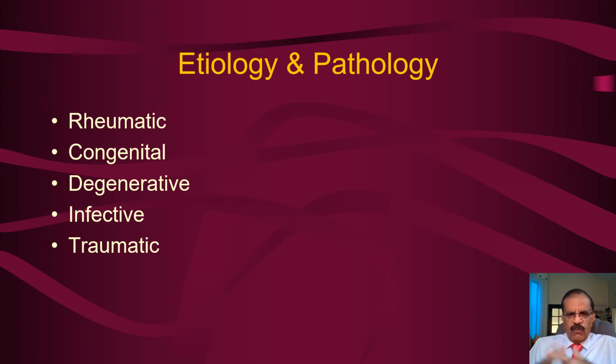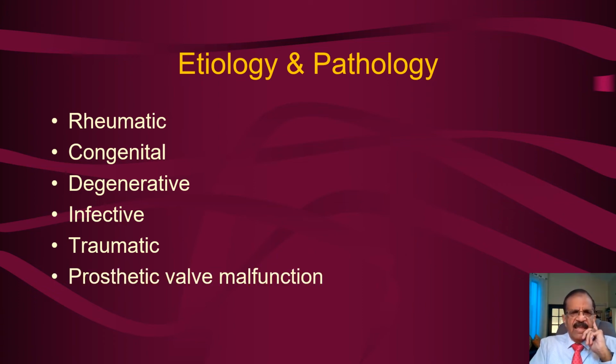And then trauma, of course, especially in certain people who have this connective tissue problem, even some blunt trauma to the chest can cause a valvular regurgitation. And then prosthetic valve malfunction. Of course, a prosthetic valve could malfunction and it could result in stenosis, or mostly because of dehiscence, it results in degeneration. So I think at first level we have to make a diagnosis of valvular disease in terms of stenosis or regurgitation.